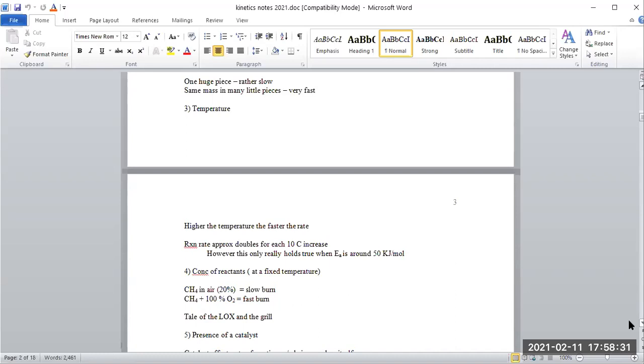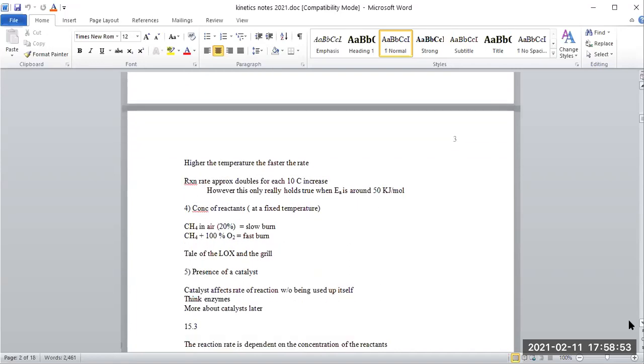One, they won the competition. Okay, it was like 0.67 seconds. Okay, there is another problem though. The grill was a puddle on the concrete. So kind of a little bit of a tale and a little bit of amusement factor there. In terms of concentration makes a difference. Okay, having pure oxygen makes a really big difference, especially in combustion reactions.